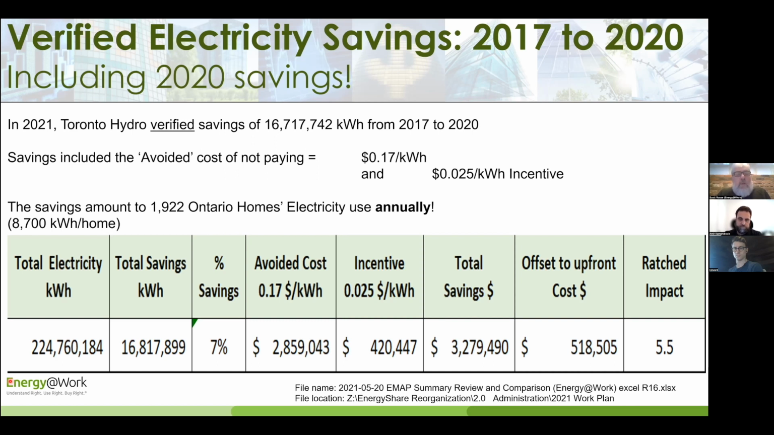So the table below provides the total kWh. The savings overall was about 7%. And there's the numbers for anybody that's interested in the actual details. Thank you, Edward.